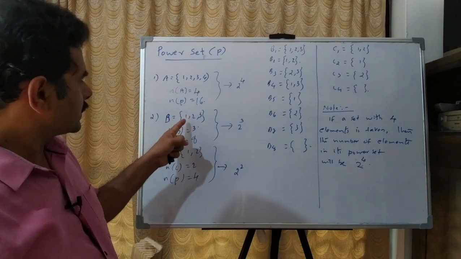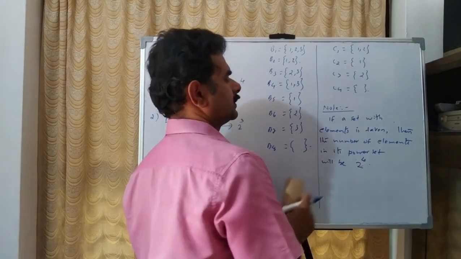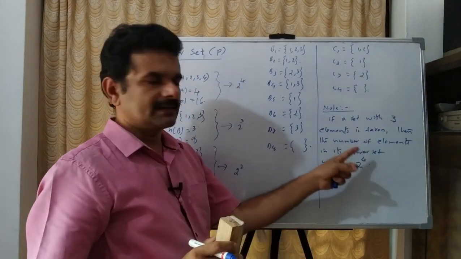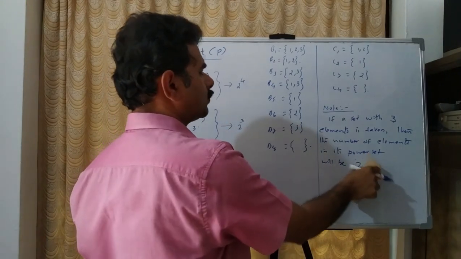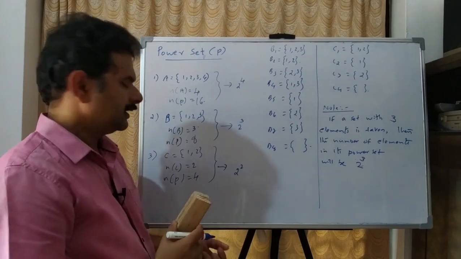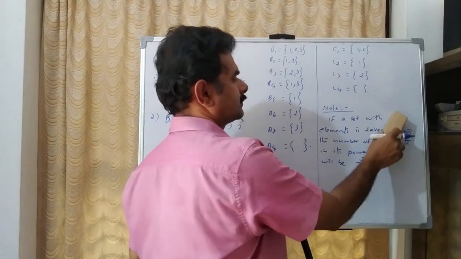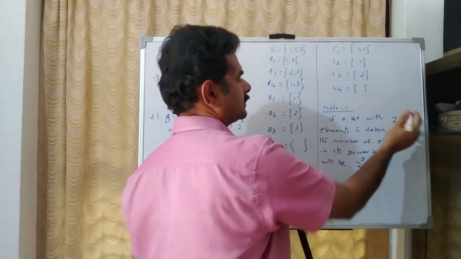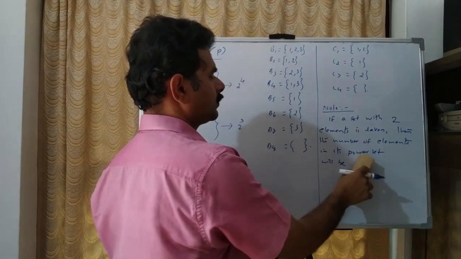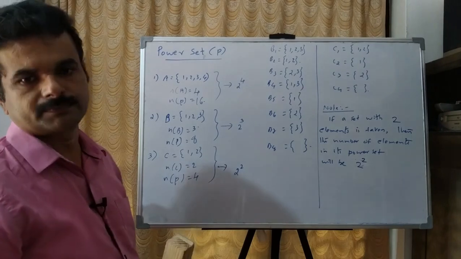If we consider a set with 3 elements, the number of elements in its power set will be 2 raised to 3, that is 8. And if a set consists of 2 elements, the number of elements in its power set will be 2 raised to 2, that is 4.